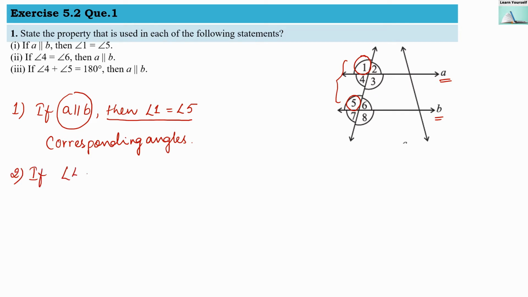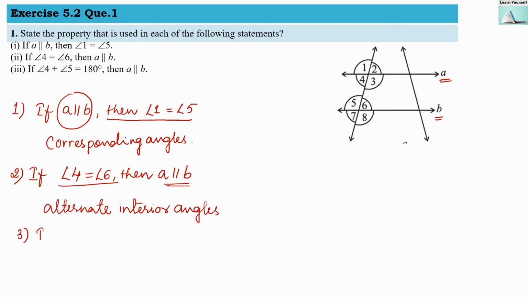Second, if angle 4 is equal to angle 6, then A is parallel to B. Now, what types of angles are these, and based on that they are equal, so that we can say that line A is parallel to line B. Angle 4 and angle 6 are interior angles and they are diagonally opposite to each other, that's why they are alternate interior angles and that's why they are equal. Based on that we can say that line A is parallel to line B.